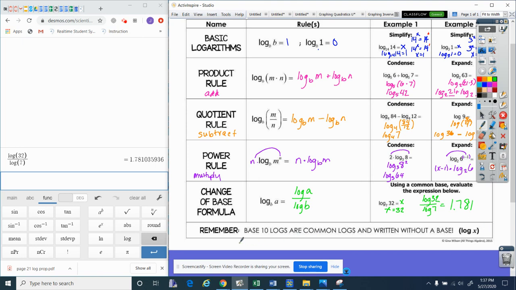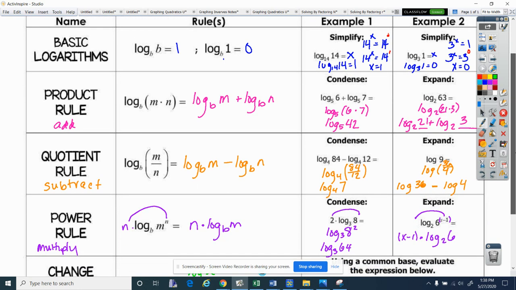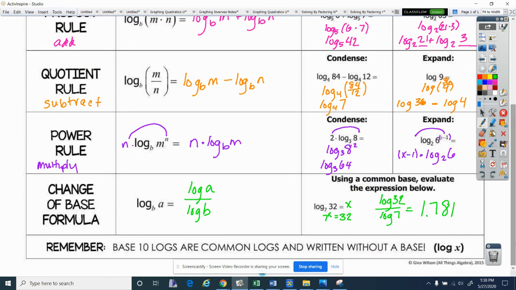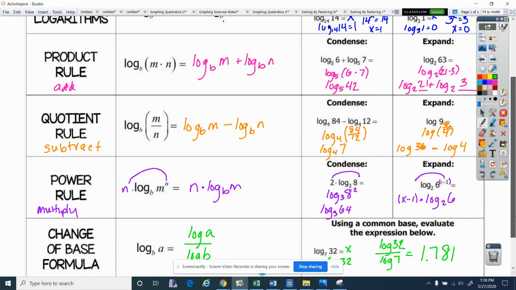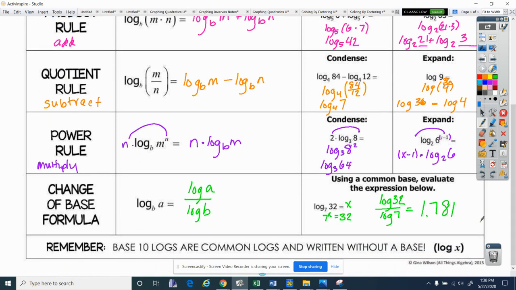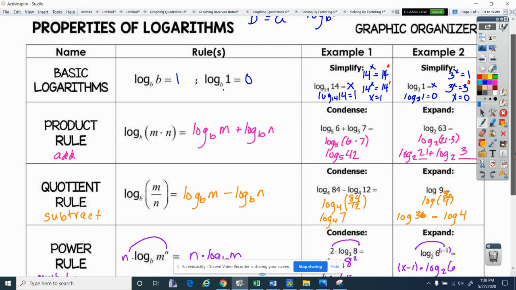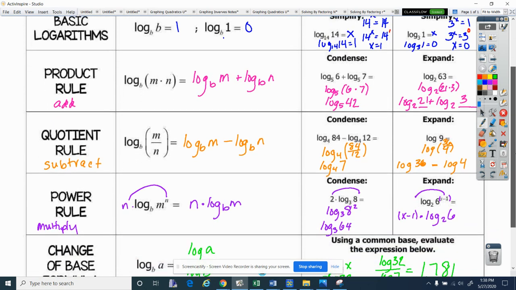All right. And then the other thing to remember, which we already talked about up here, was that base 10 logs are common logs and they're written without a base. And we saw that when we were dealing with our quotient rule. So if you have a log that doesn't have a base, then you know you have base 10. Okay, use this as a guide for you because it's got everything you need on it to help you with these problems.